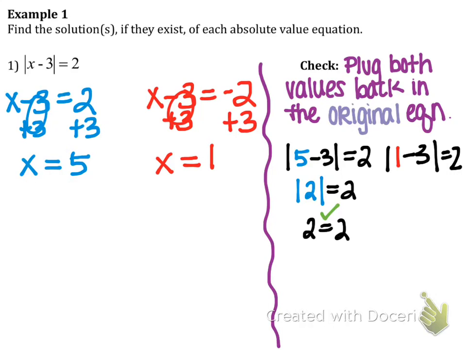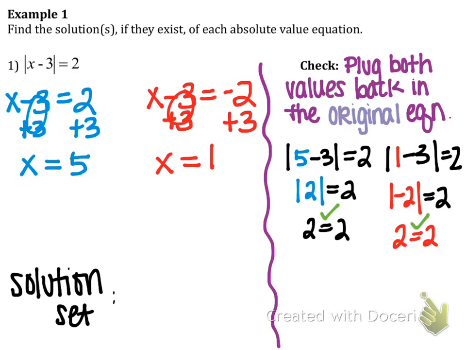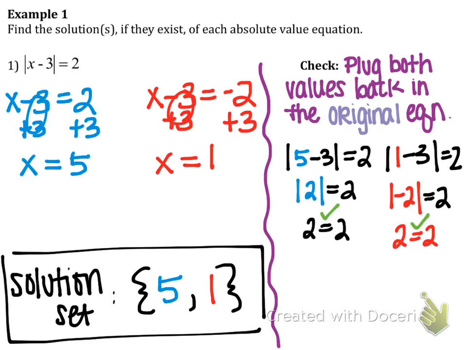Plugging in 1 for x for our second solution. Absolute value of 1 minus 3 equals 2. The absolute value of 1 minus 3 would be negative 2. And now we need to evaluate our absolute value. The absolute value of negative 2 is positive 2. Does that equal positive 2? Yes, it does. So, in conclusion, our solution set of this problem is 5 and 1.